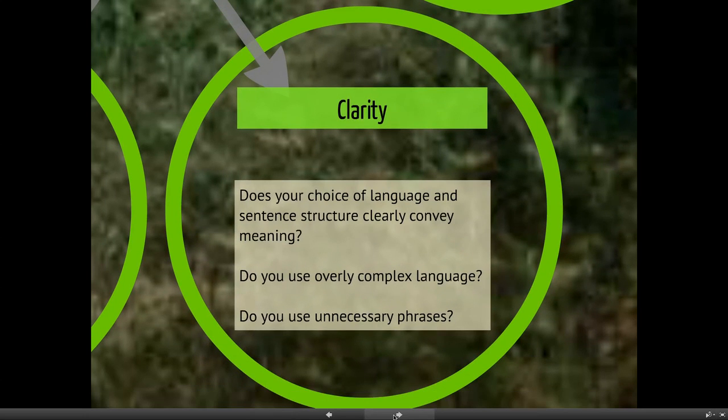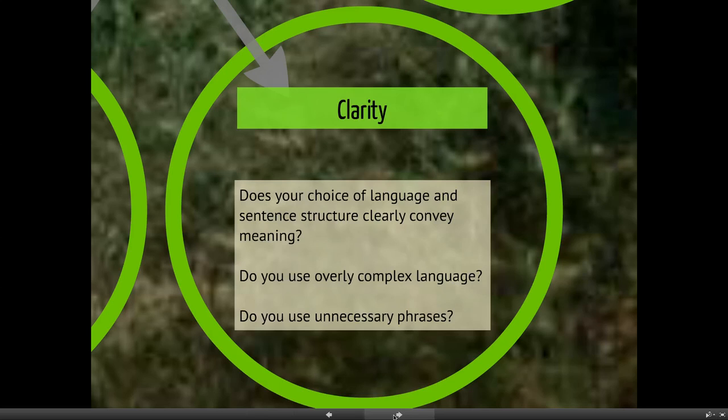I would proofread as well for clarity. Does your choice of language and sentence structure clearly convey the meaning you wish? It can be useful to work in pairs here. Read somebody else's work, and if you're concerned about the meaning of particular passages, you can highlight them as something that perhaps the author should look at.